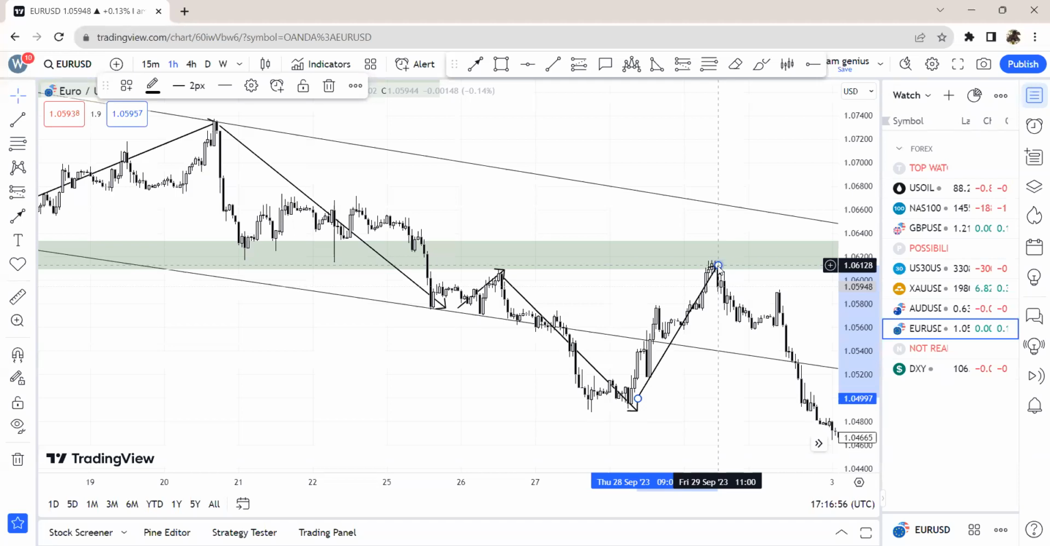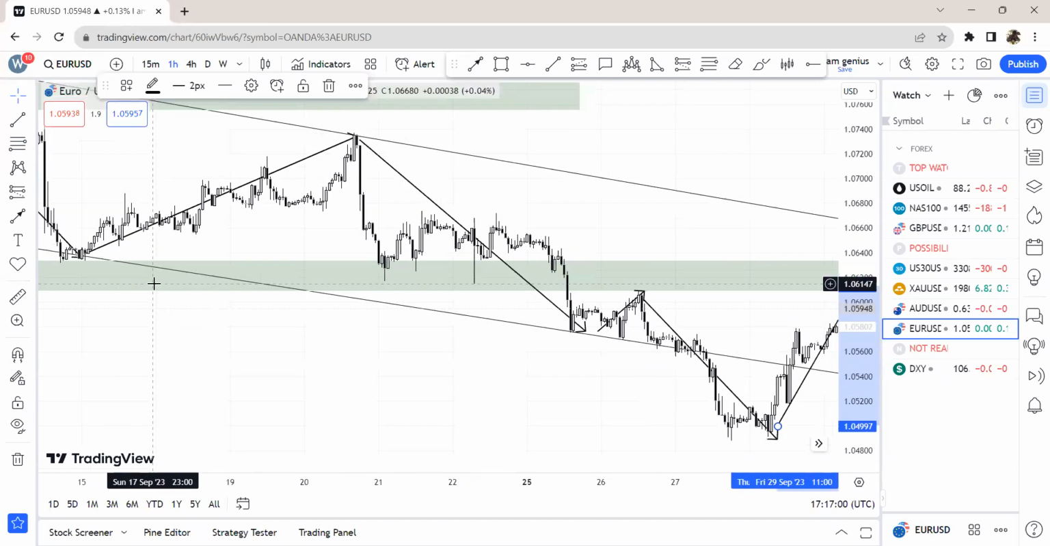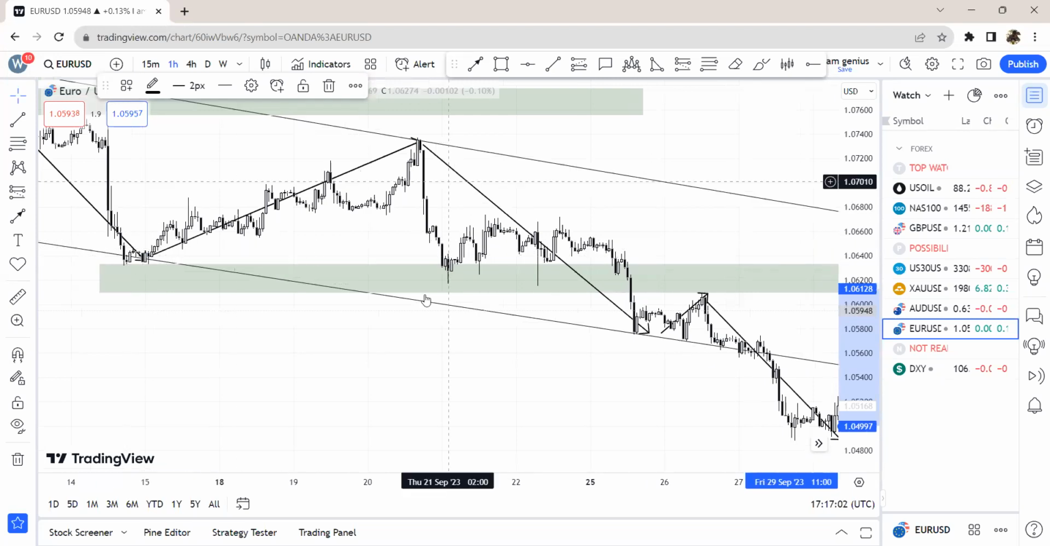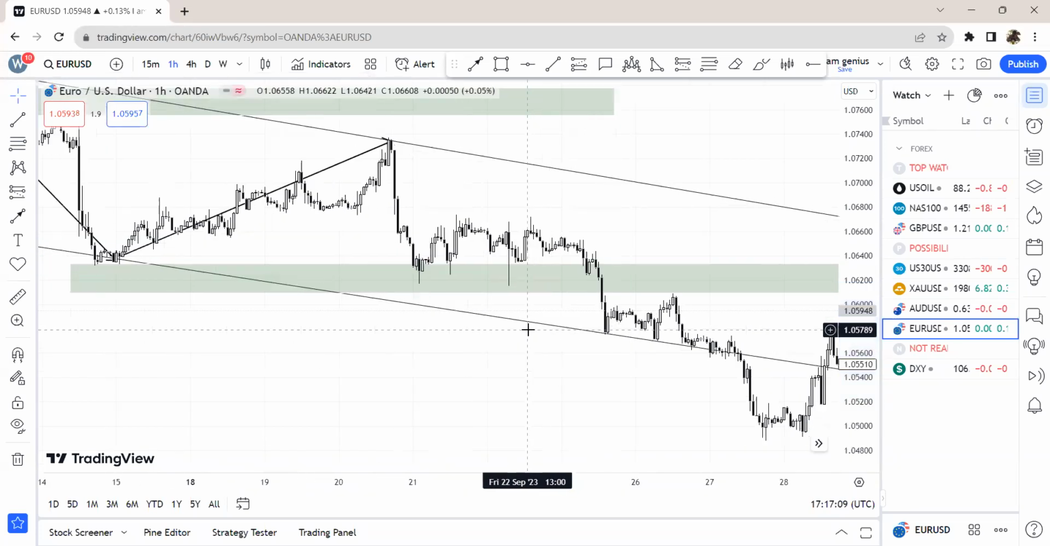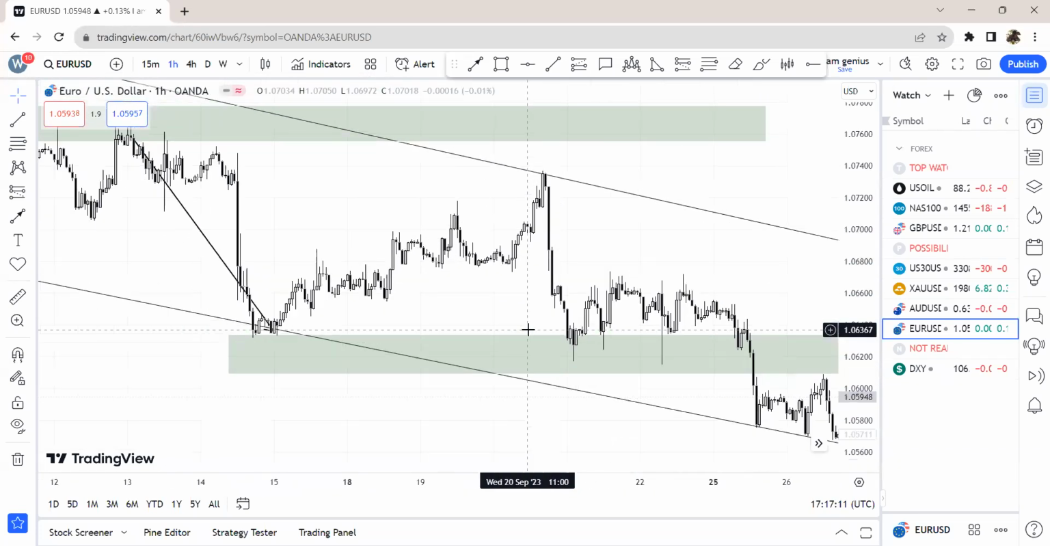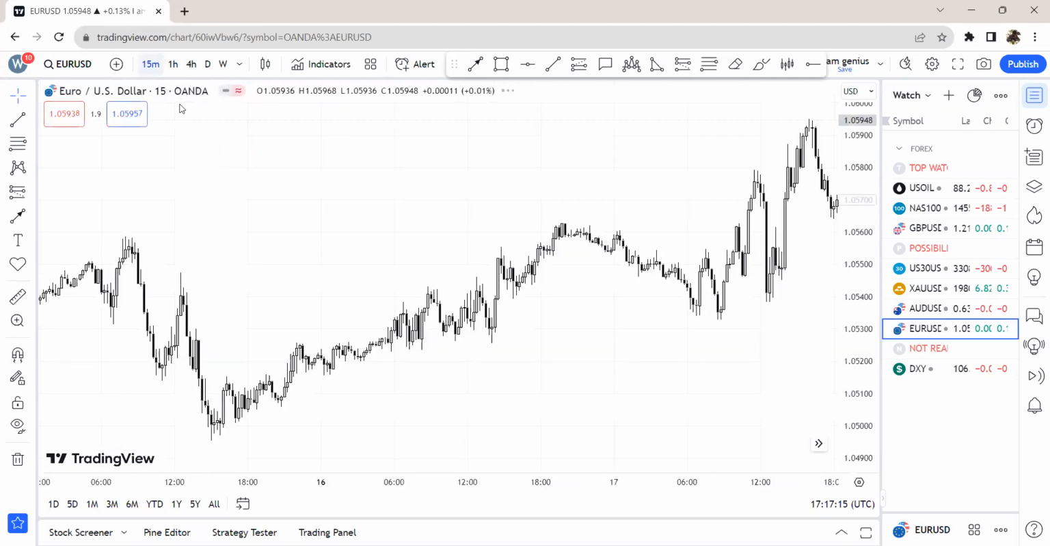So the top green line is the resistance. Then the bottom one is the support. It was support before, but now it has become resistance. Once the market has broken it, it becomes a resistance level. Now, with that understanding, let's now go back to the 15 minutes.